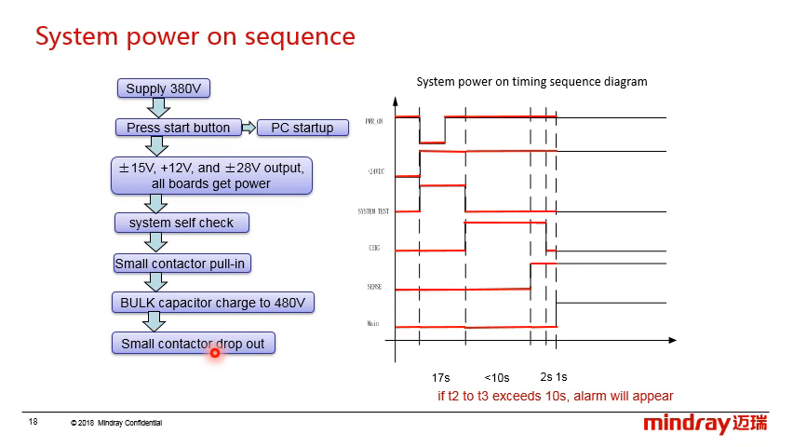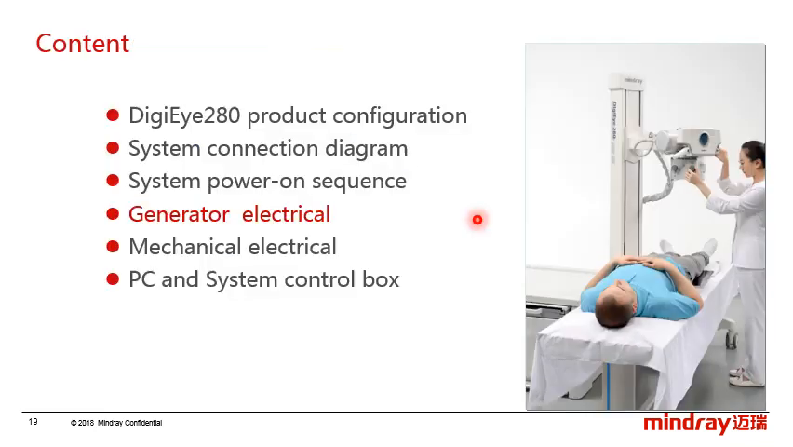And then the small contactor will drop out, and the main signal changes to high level. And at this time, the main contactor will be pulled in. Here it means the main power circuit power on is complete.